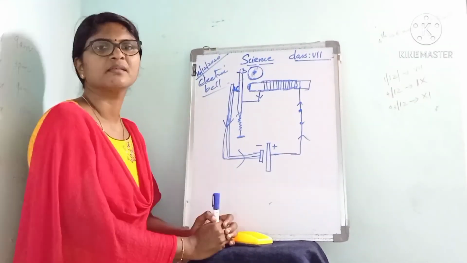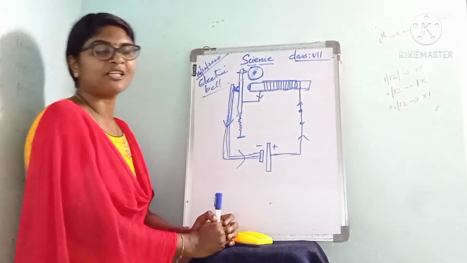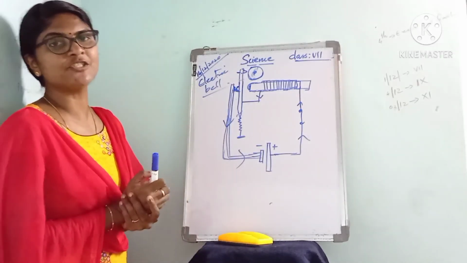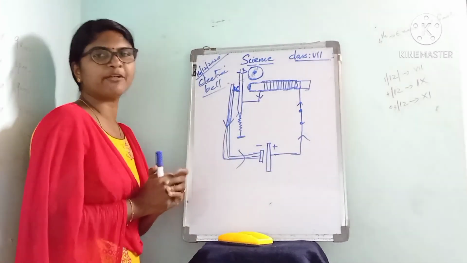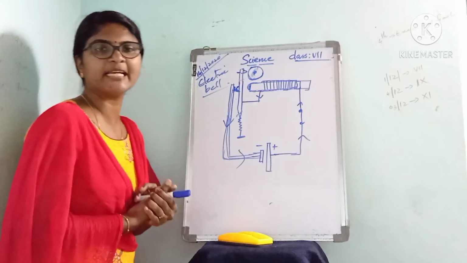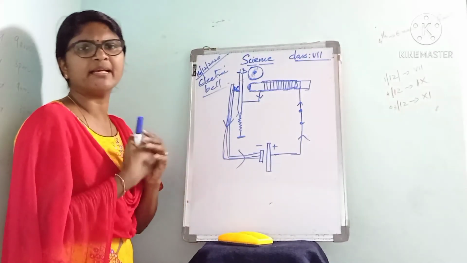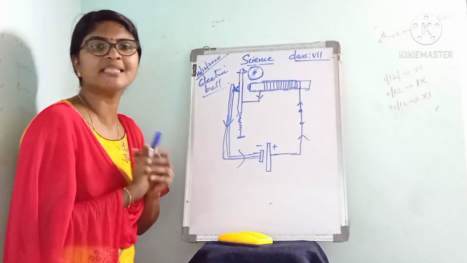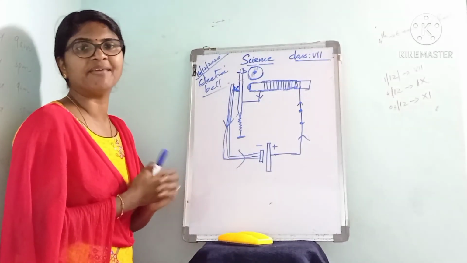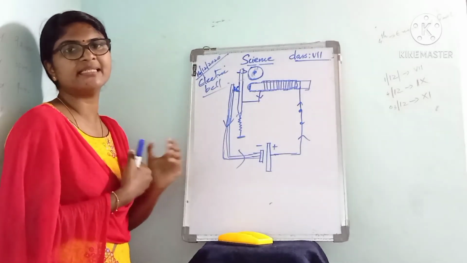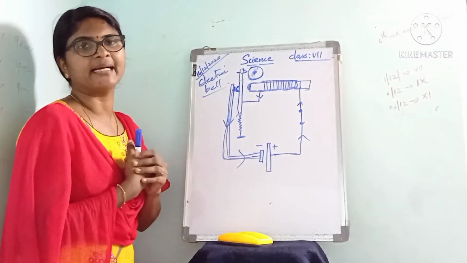Okay children, what are the things that we have learned today? First, we learned the magnetic effect of current. What is meant by magnetic effect of current? The metal wire behaves as a magnet when electricity passes through it. This is called the magnetic effect of current.